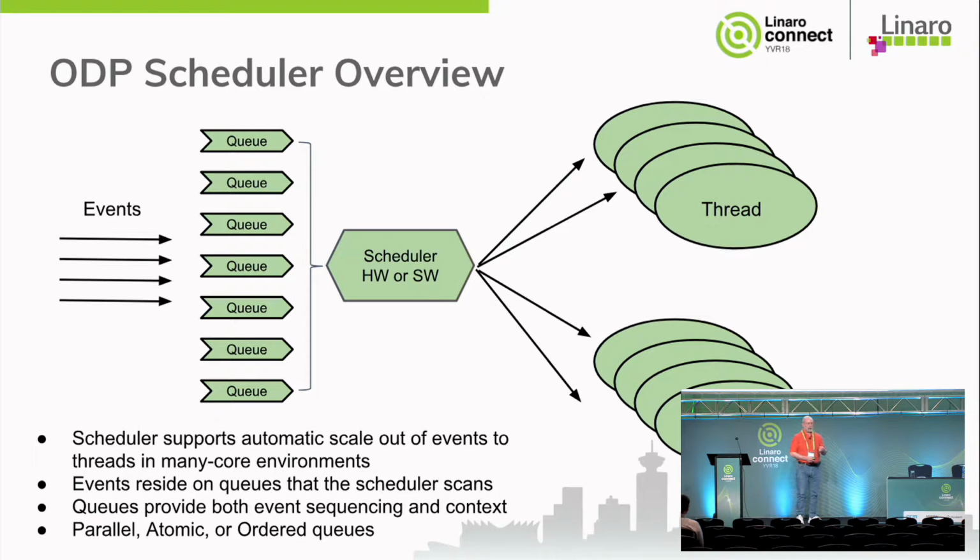Events reside on queues that the scheduler is scanning, and queues can offer both event sequencing as well as context. And the sequencing provided is one of three options: parallel, ordered, or atomic, and we'll go through those in a bit. But the key is that the scheduler is essentially an abstract function, and so whether it's implemented in software or hardware is transparent to the application. This continues the ODP theme of system independence and being able to have applications exploit acceleration features transparently.